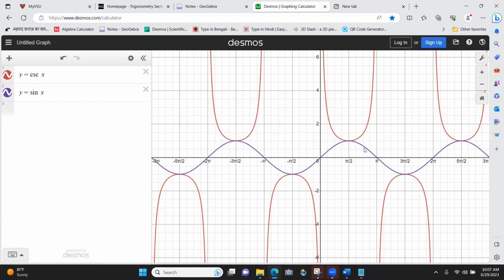Take a look at another point here. Let's say the sine value here is half and the reciprocal of half is 2. You get 2 here. So basically, this is what the graph of the cosecant function looks like. It's nice to have the sine function around so that you can relate to it better. But this is really what we're looking at.